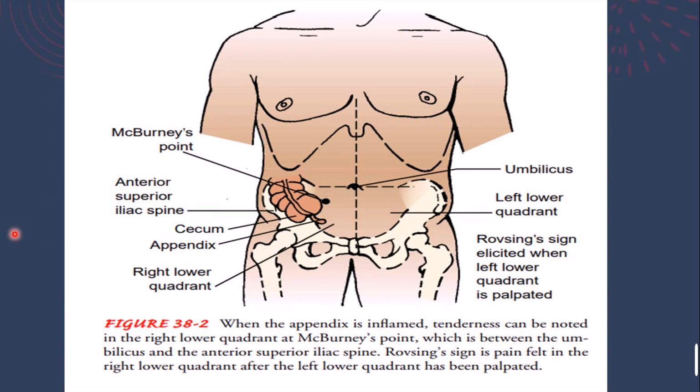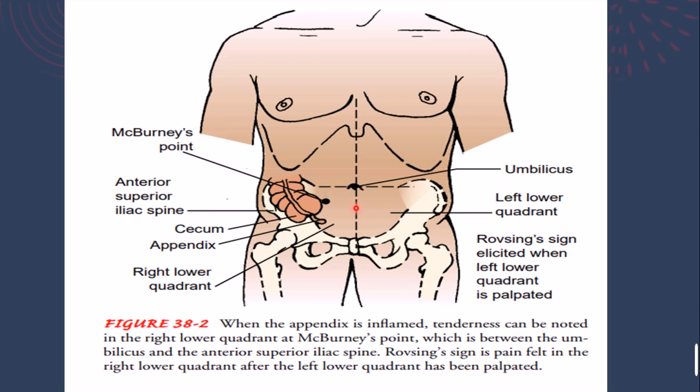In this picture you can see McBurney's point over here. This area is your umbilical region. From here you need to come obliquely downwards in your lower right quadrant. That is your McBurney's point, where your appendix is located. This is your iliac spine and this is the cecum. Just below the cecum is the appendix, in your right lower quadrant. The stomach is divided here, and you can see the appendix is located in the right lower quadrant.